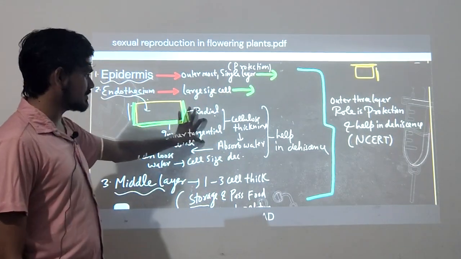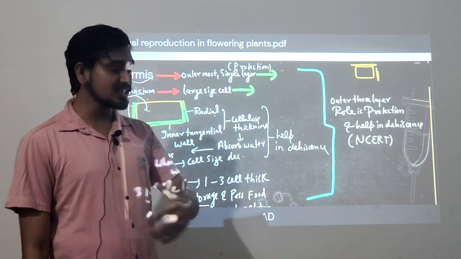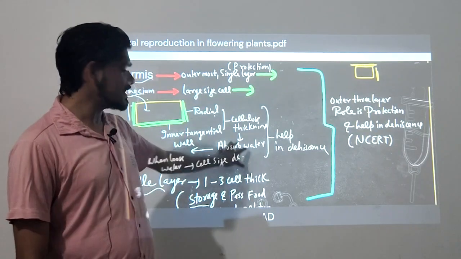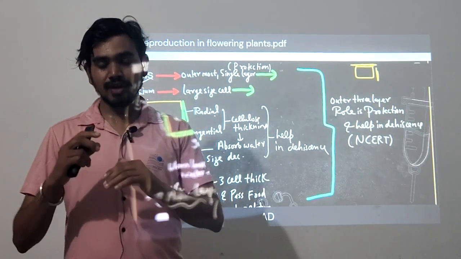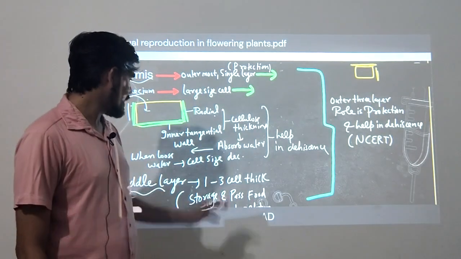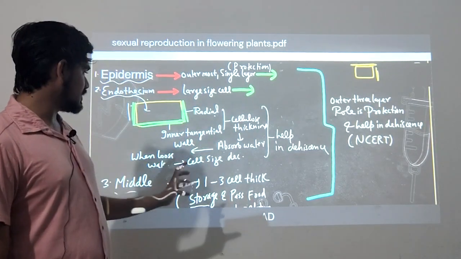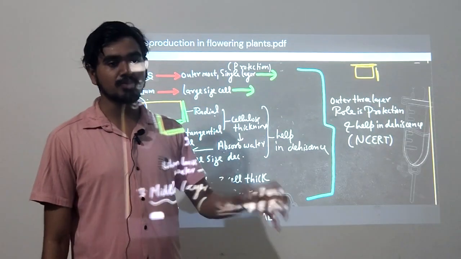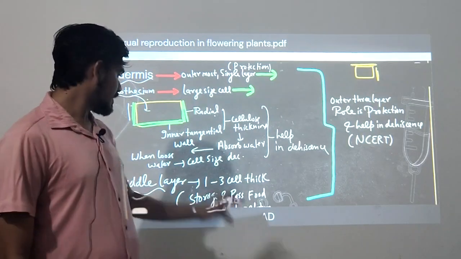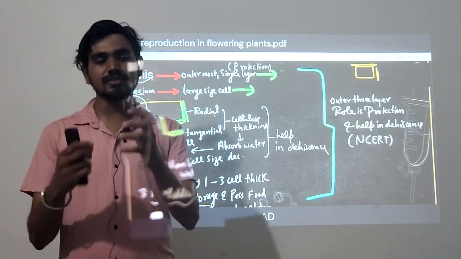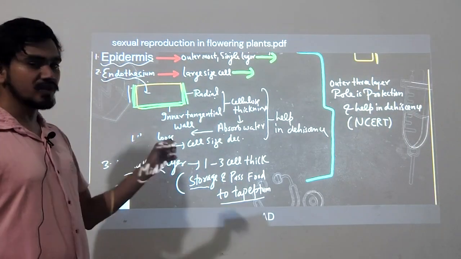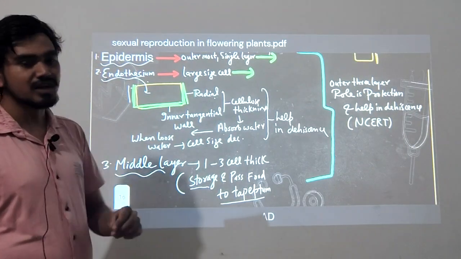So in the endothelium, there is cellular thickening. This cellular thickening absorbs water. When it absorbs the water, the structure thickens, and after the thickening of the wall, it helps in dehiscence of pollen grains. And once the water is lost from this cellular thickening, it will dehydrate and the size of the cell will decrease. And the third layer is the middle layer. It is 1 to 3 cells thick, stores food and passes food to the tapetum.